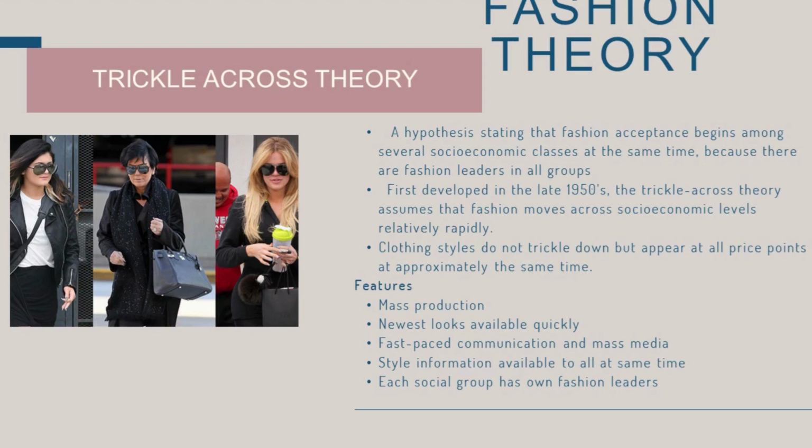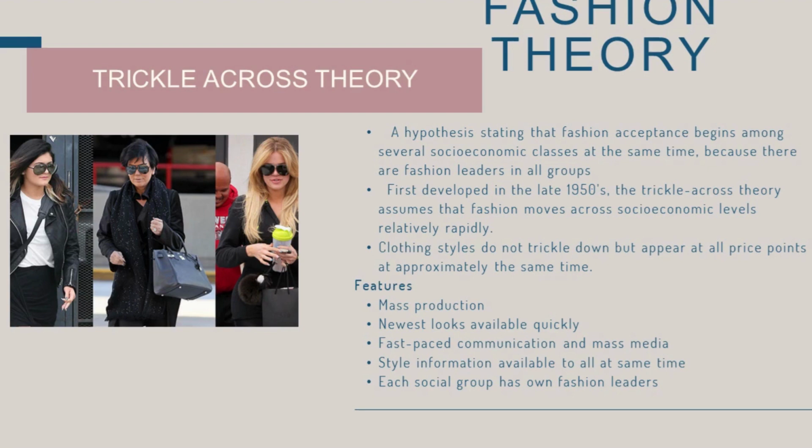There is no distinct time frame for it to trickle down or trickle up. So the clothing styles do not trickle down but appear at all price points at approximately the same time. So you can see that there may be certain brands which sell the same identical things at different price ranges. For example, a jacket can be seen in the branded shops for a very high rate, and you can also see it in the streets for a very cheap price. So this is the trickle across theory. It is seen in different stages or different socio-economic strata at the same time.